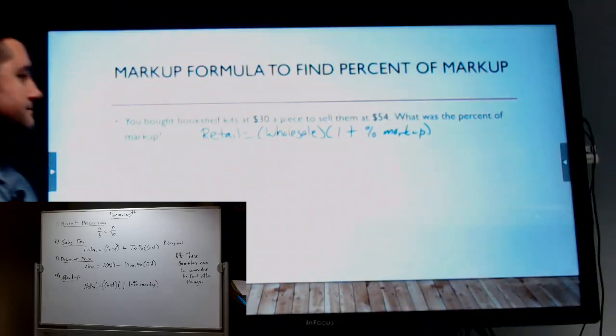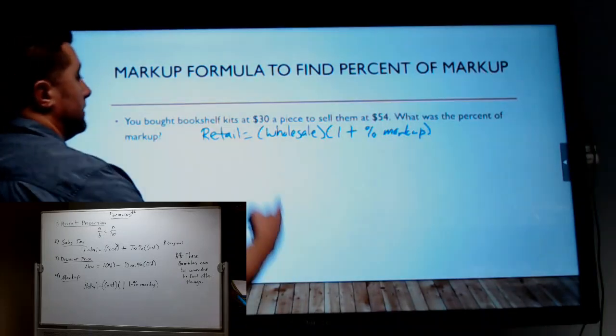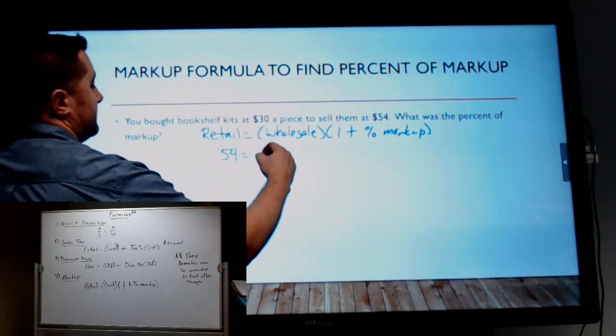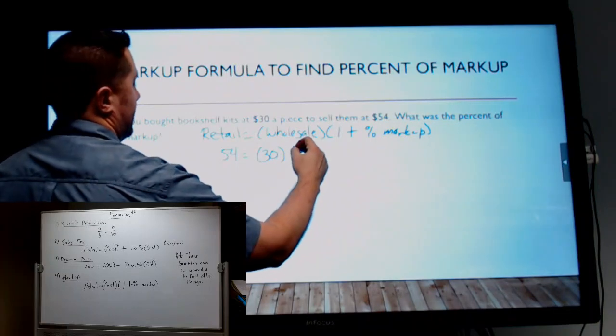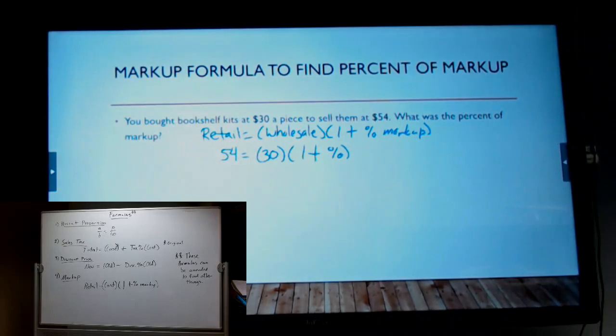Okay. Now this time we have to find the percent. We know that you bought them at $30 a piece and you're going to sell them at $54 a piece. So 54 is your retail, 30 is your wholesale. Okay. 1 plus, and we're just going to say percent there just to make it a little simpler to understand. Okay. So now it becomes inverse operations again. Whatever's being done, do the opposite and solve it.